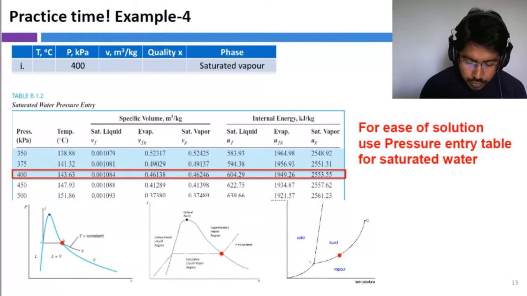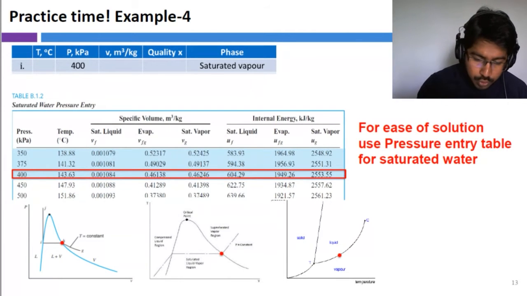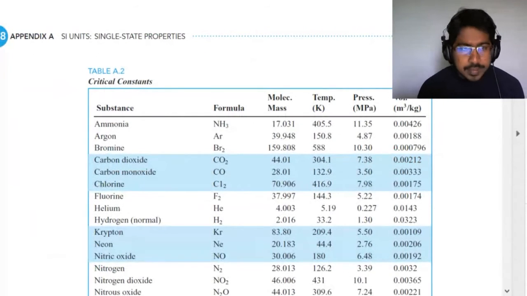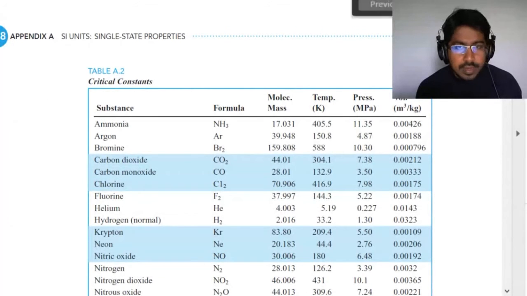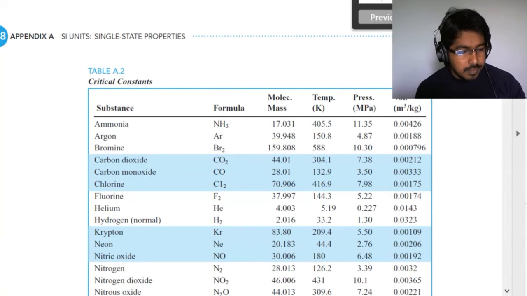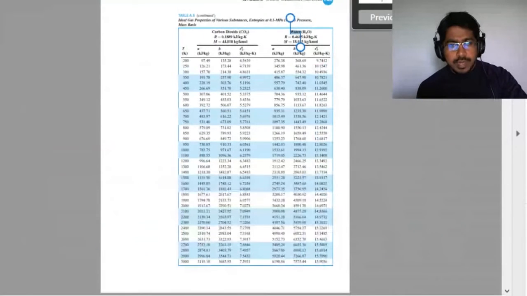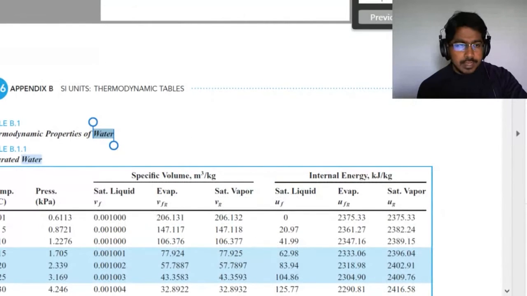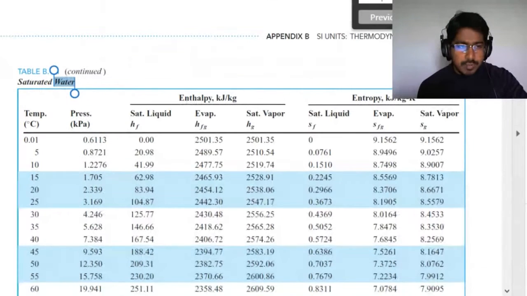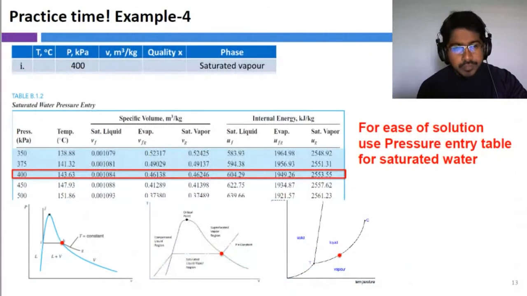Now I want all of you to go to that table and press Control F and type water. When you type water, you can keep on pressing enter, and then you will go across different thermodynamic property tables, right? And then you will come across saturated water tables, right? In saturated water tables, for this question, what should we pick?